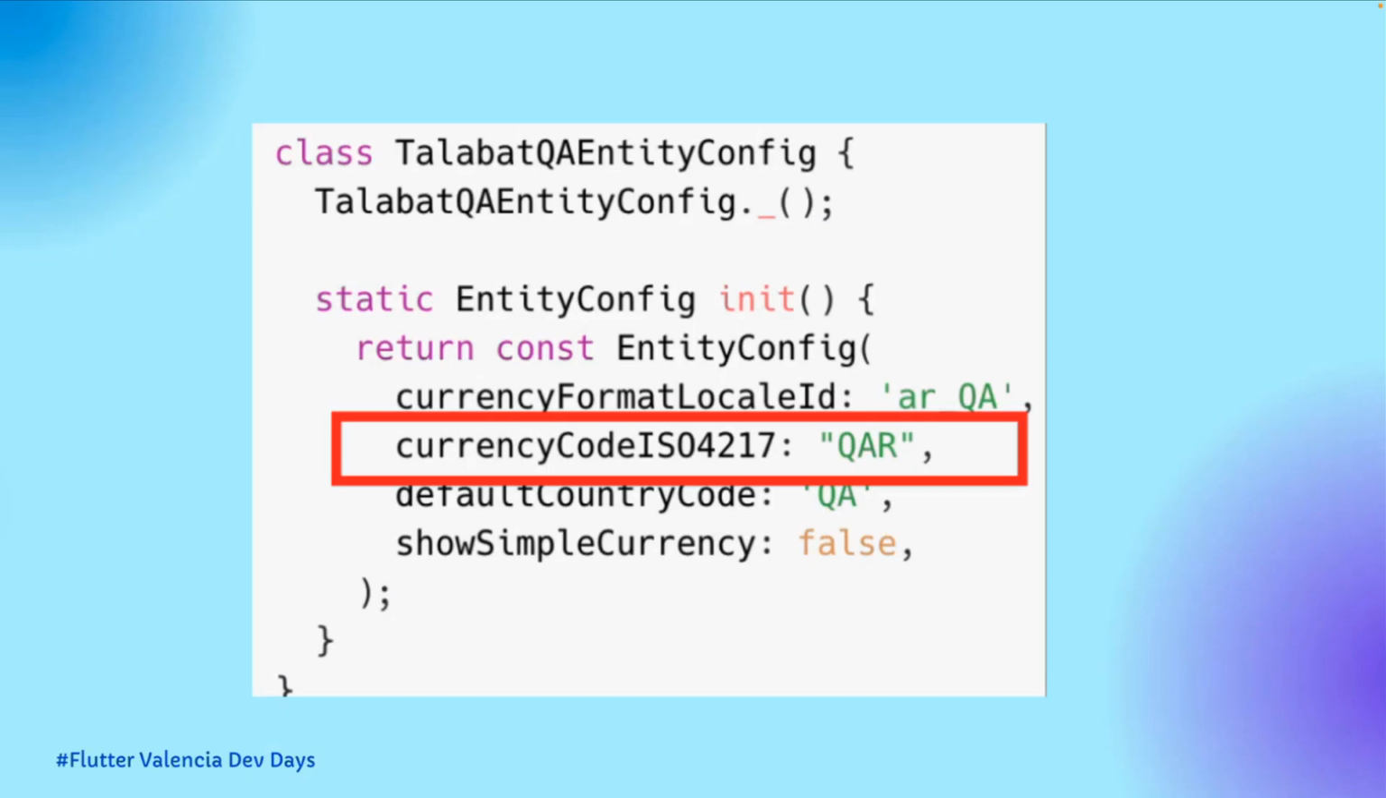And we can see that the format locale ID is ar_QA. The currency code is QAR, which is the Qatari Rial. Then the country code, and we show a more detailed currency format in this case. This would have been great with sealed classes, for example, but it's a feature that came out in Dart 3, and at the time that I was working on this project, this didn't exist. So this is why we did it like this.